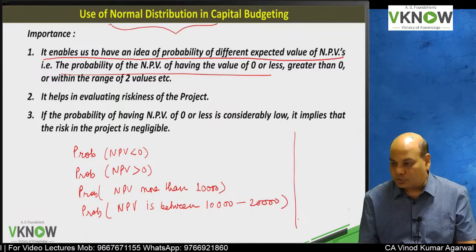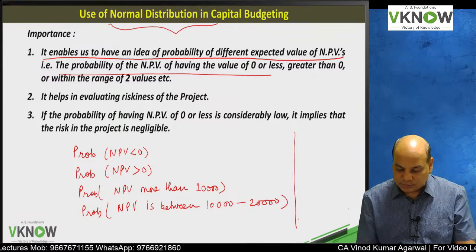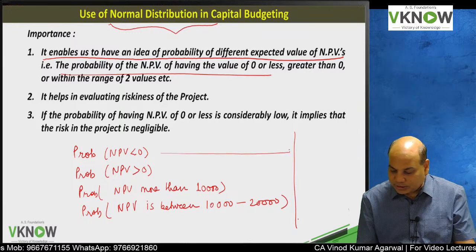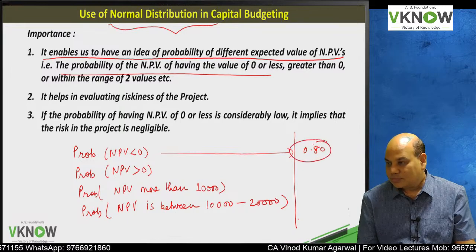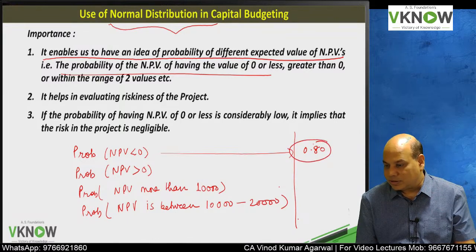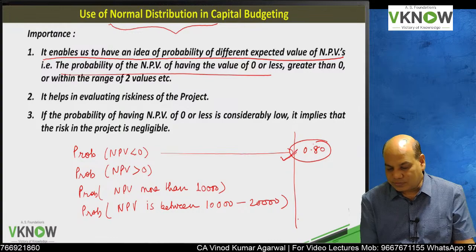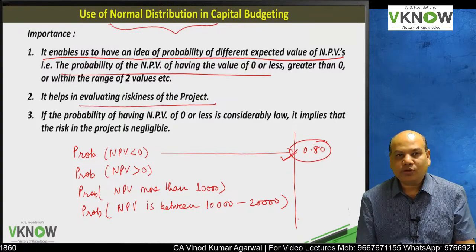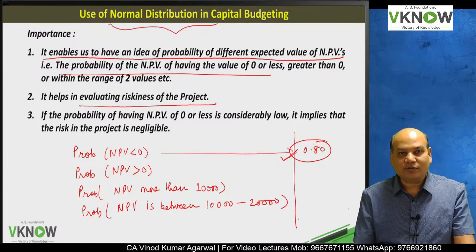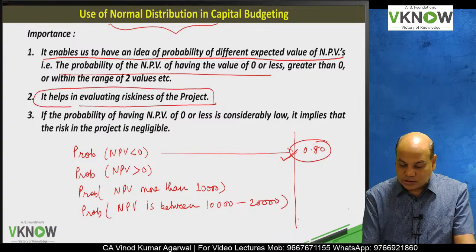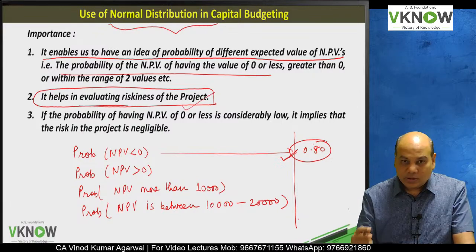Now what is the purpose of knowing the probability? How are you benefited by knowing the probability? If the probability of negative NPV is, suppose, 0.80, it is very high, and therefore you may not like to start the project. Knowing the probability helps us to understand the risk. What is the risk? Risk is that NPV will be negative, with an 80% probability.